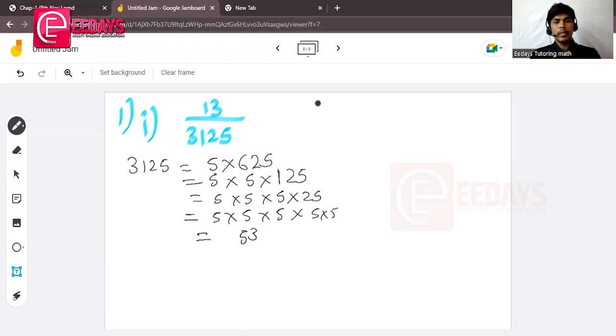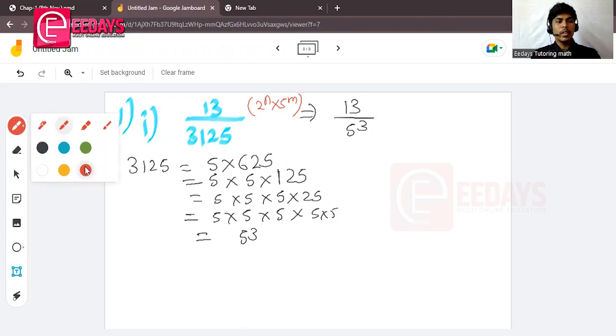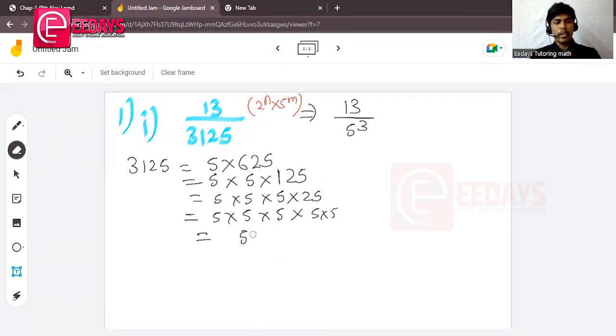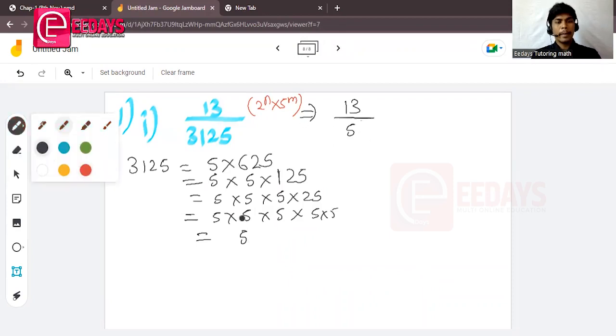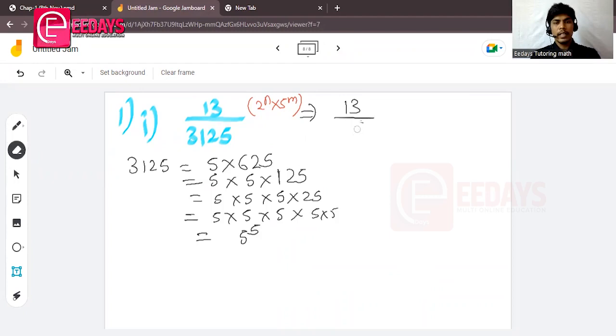So 13 by 5 power 5. But what is the form we have to write? We have to convert it in the form of 2 power n into 5 power m. It is not in that form. What is lacking here? There is no 2 term. Sorry, I wrote 5 cube, but this is 5 power 5, because five 5s are there.